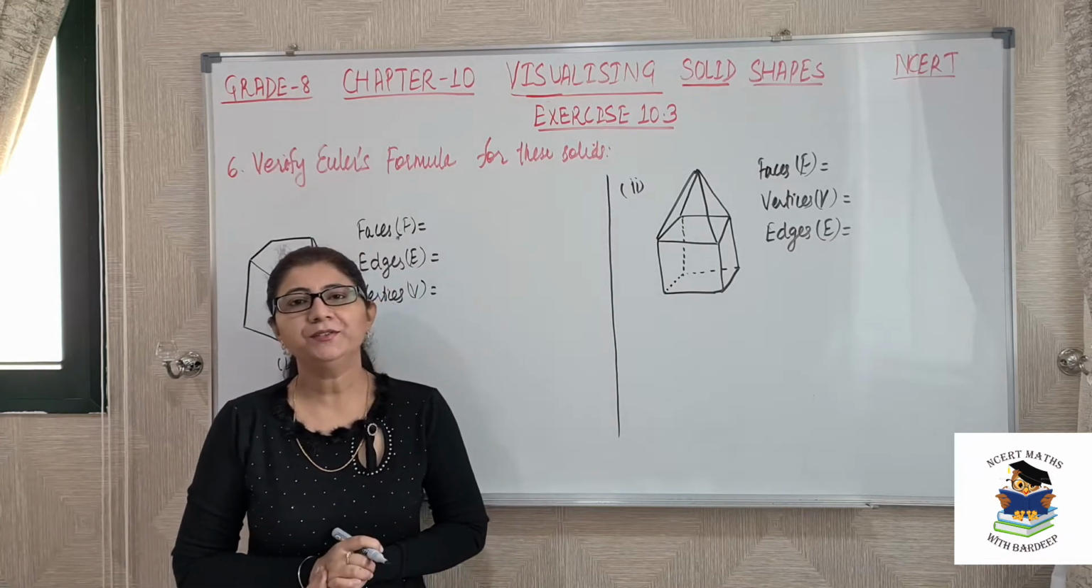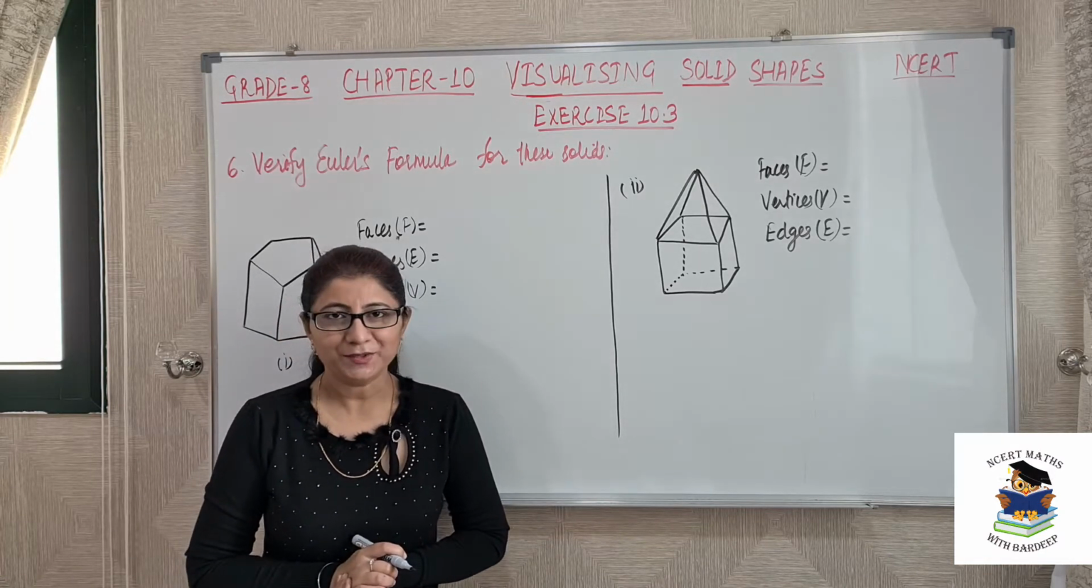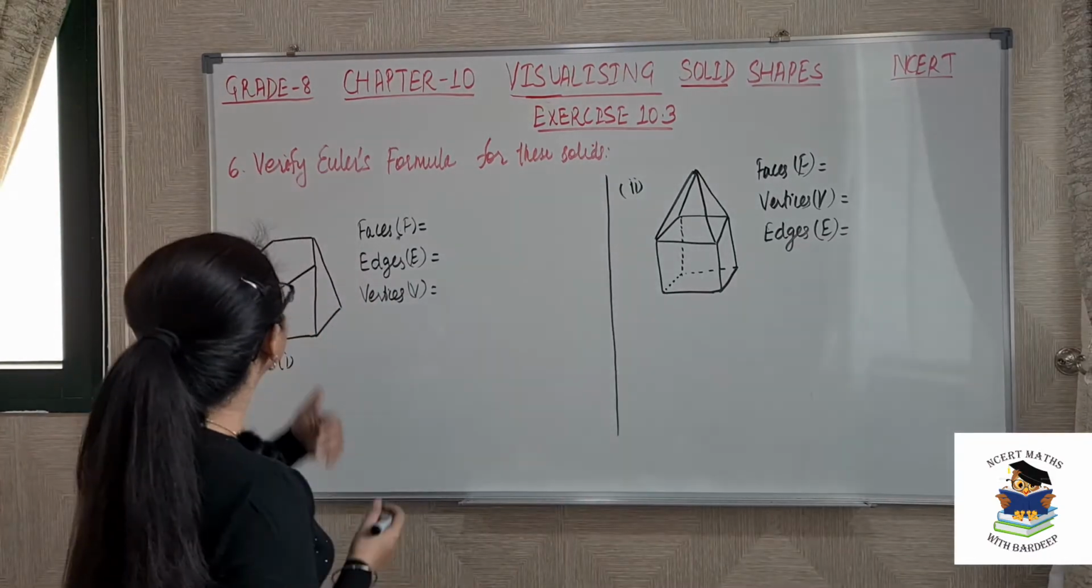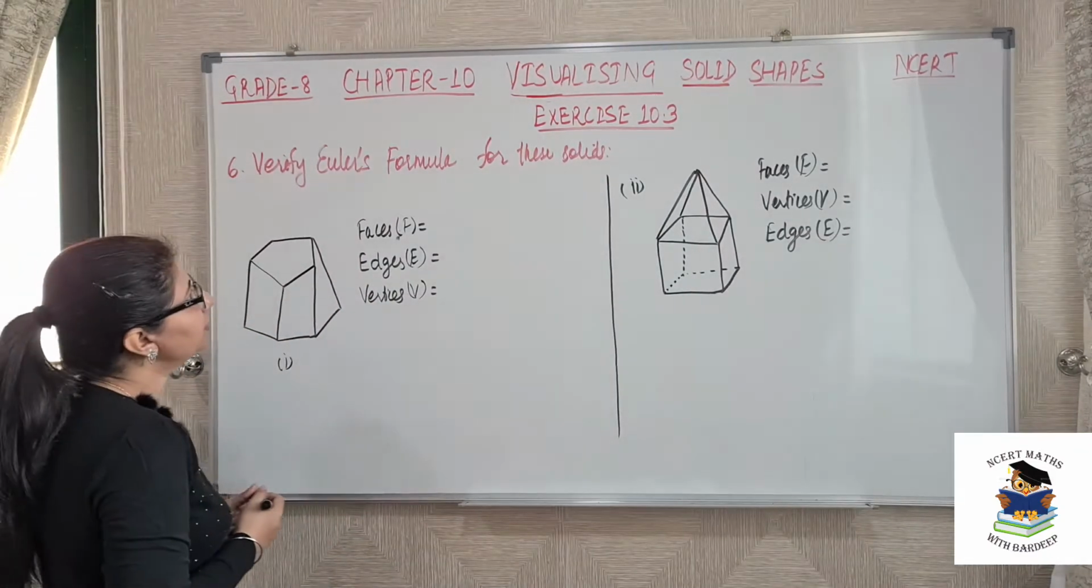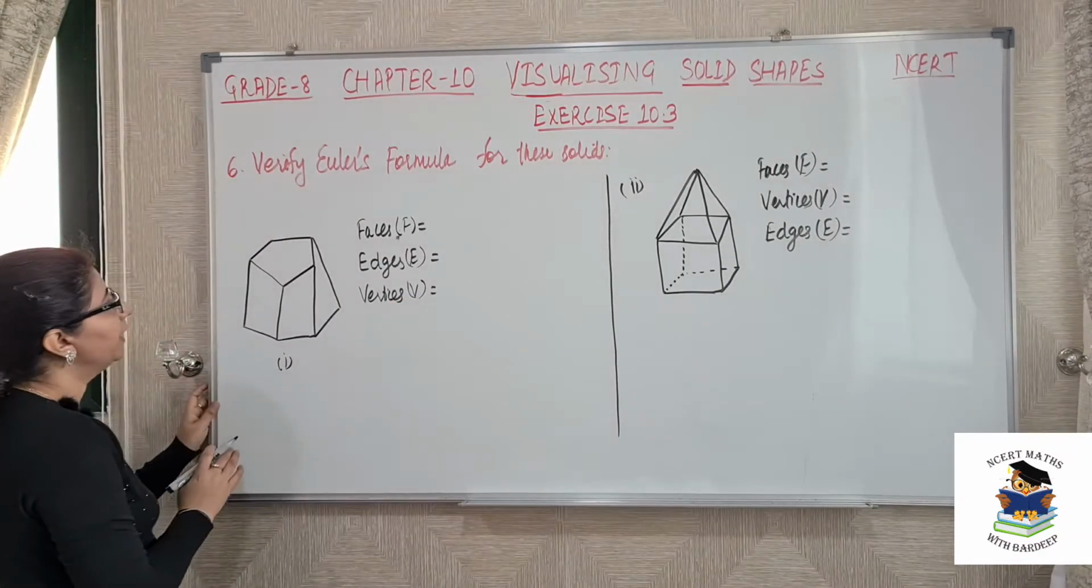Today we are continuing our exercise number 10.3 of chapter 10, that is visualizing solid shapes. So the sixth question is verify Euler's formula for these two solids. So let's see first the first part.